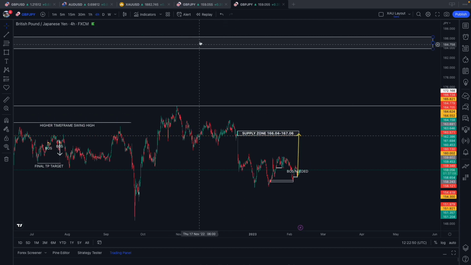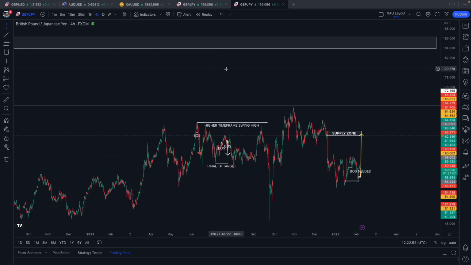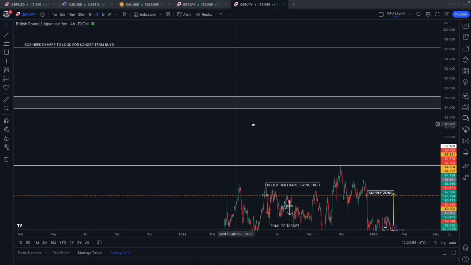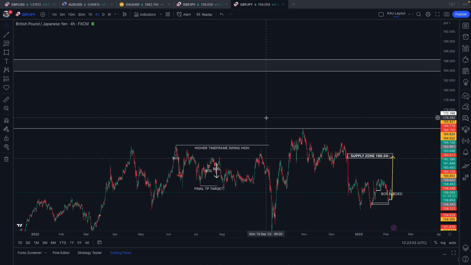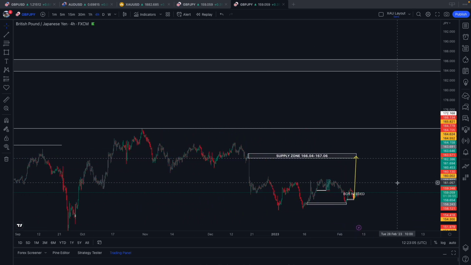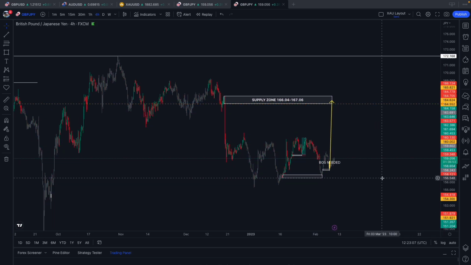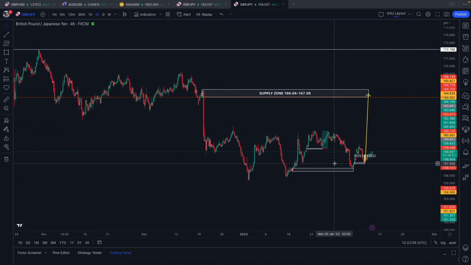So obviously we have our main zone highlighted here, our higher time frame supply zone. This, as I said, marks the swing point. So if price was to break above this, we could then say that this market is ready to trade us bullish, and we should be looking for bullish positions longer term. But as it stands, we are trading beneath that, so we are within bearish structure.